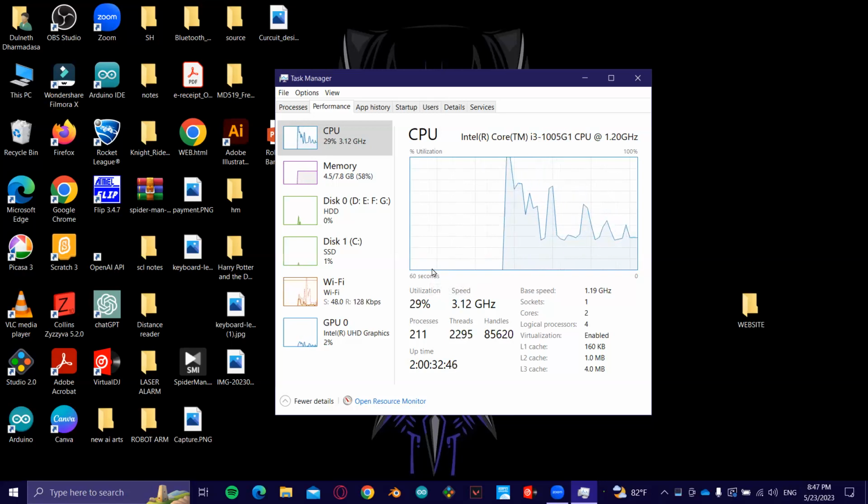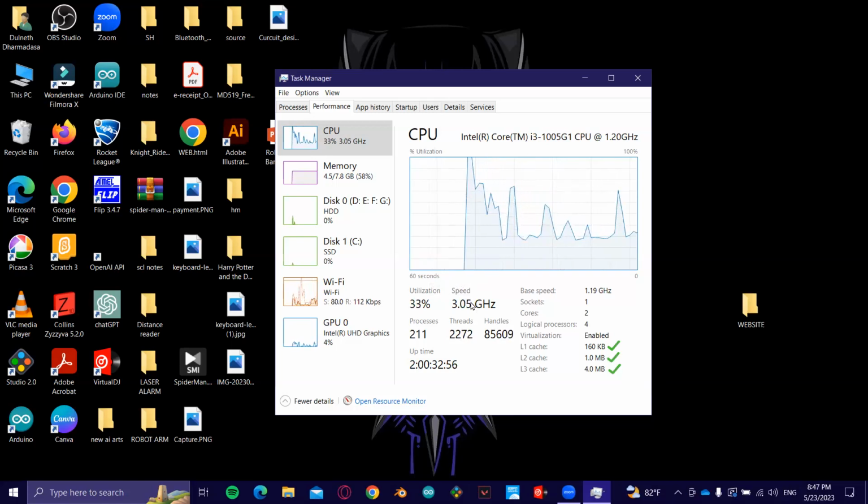Okay, now can you see, registers are not there, but L1 cache, L2 cache, L3 cache. So can others see? Cache memory is the memory inside the processor. We discussed this in the hardware lesson. So can you see L1 cache is 160 KB on this machine. Yours will be different. L1 cache is 160 KB, L2 cache is 1 MB, L3 cache is 4 MB.